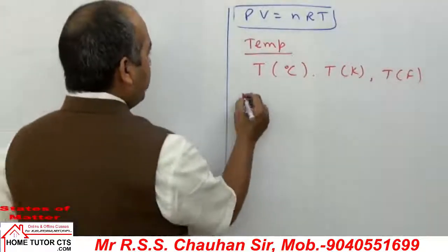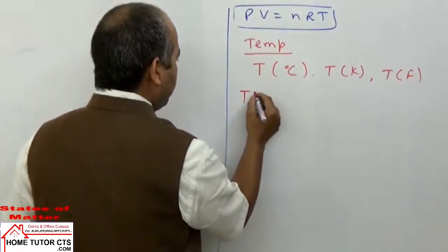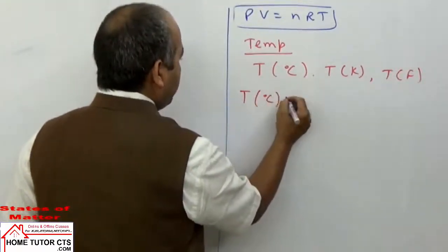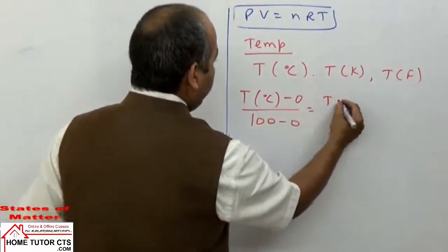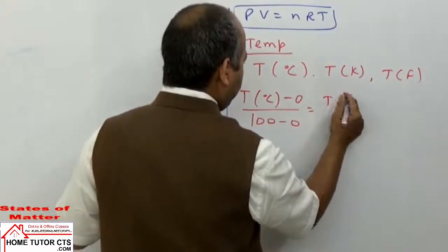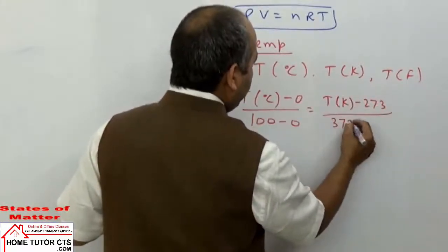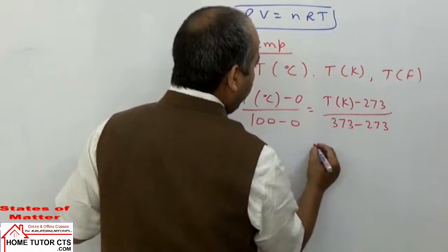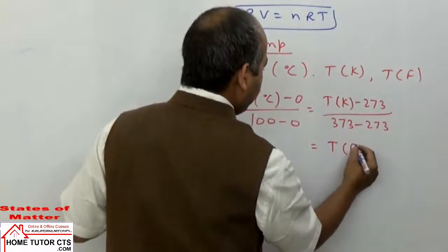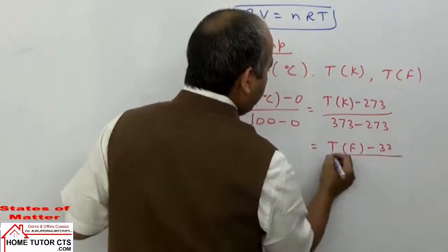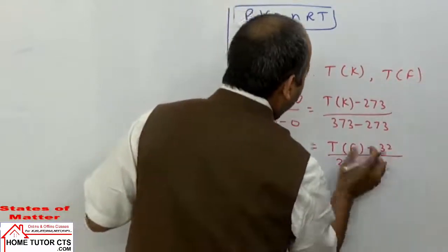If I take temperature in degree Celsius minus 0 by 100 minus 0, it is equal to temperature in Kelvin scale minus 273 by 373 minus 273, or it can be taken as temperature in Fahrenheit scale minus 32 by 212 minus 32. That is how we can relate here.